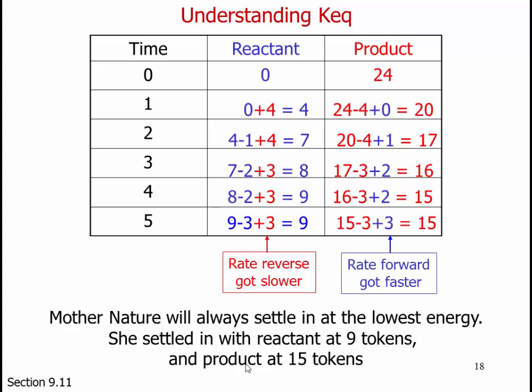Notice that in this scenario, the rate forward got faster to 3, and the rate reverse got slower to 3, until we reached equilibrium, where the forward rate is equal to the reverse rate.